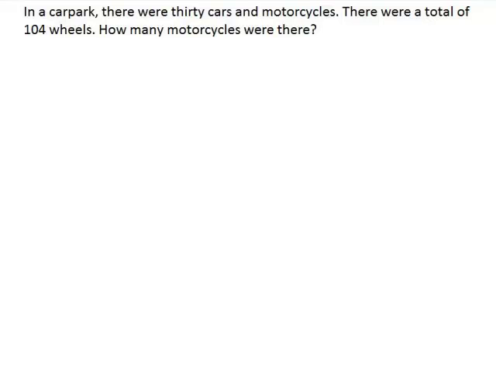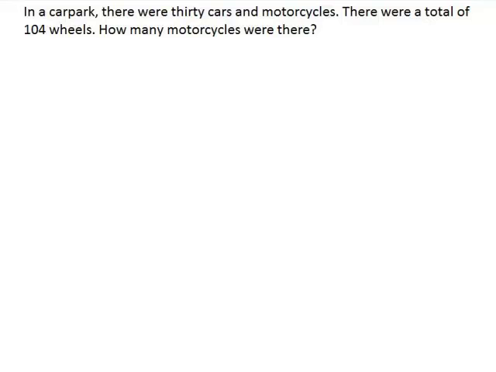In the car park, there were 30 cars and motorcycles. There were a total of 104 wheels. How many motorcycles were there? For this question, we will use guess and check followed by the assumption method.